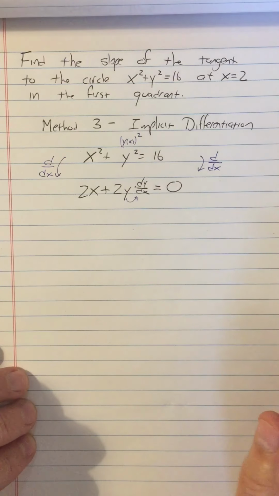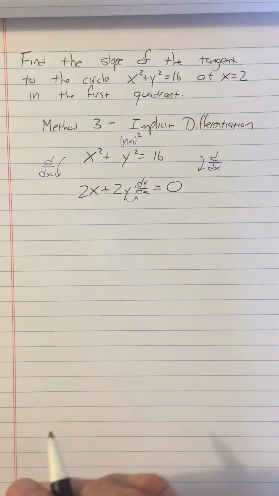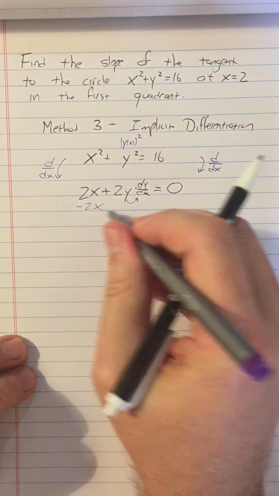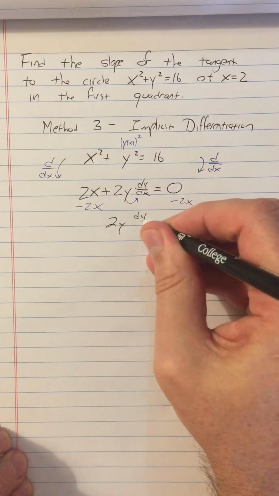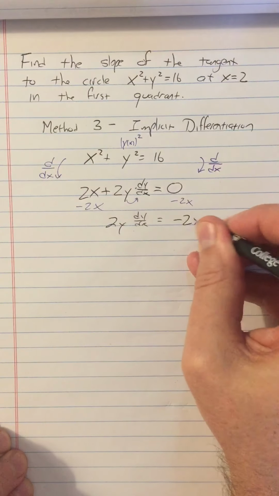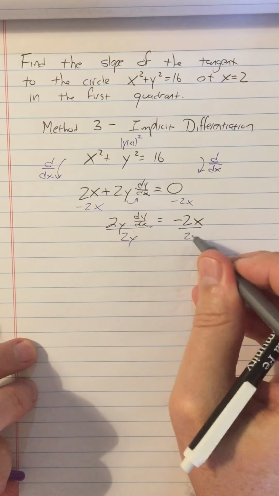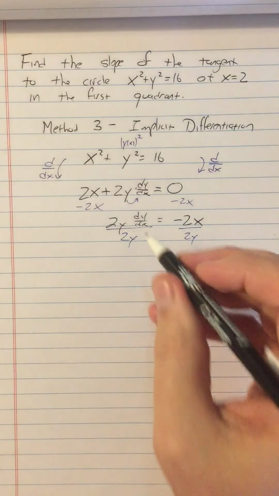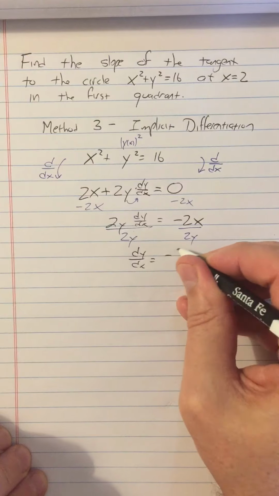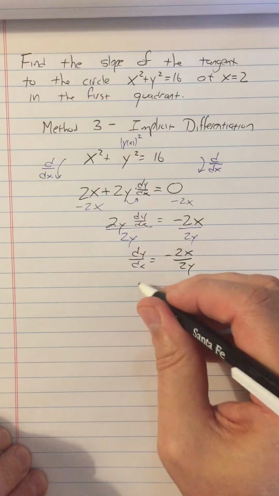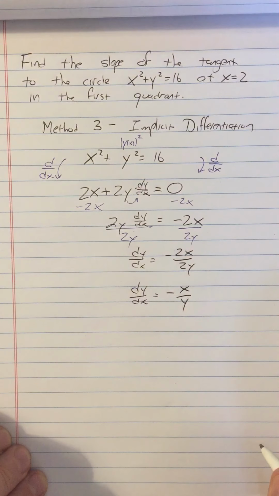Okay, so now here's the tricky thing. I don't know what the dy dx is, but it's in my equation and I solve for it. So what I do is I'll do minus 2x on both sides. Then I get 2y dy dx equals negative 2x. And then I divide both sides by 2y, and I get dy dx equals negative 2x over 2y, which I can simplify as negative x over y.